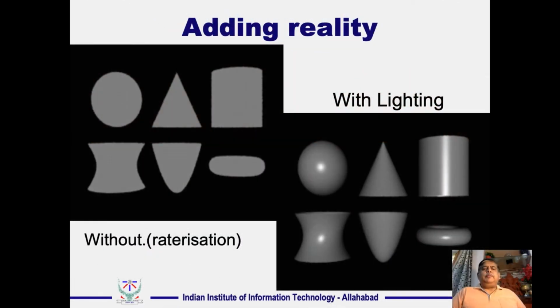To give you an example, here are two pictures. The left one is without lighting or just rasterization. It looks like a silhouette or a cutout of different geometric shapes, three-dimensional geometric shapes. While the figure on the right depicts these geometric shapes in 3 dimensions. This is possible because of the lighting.